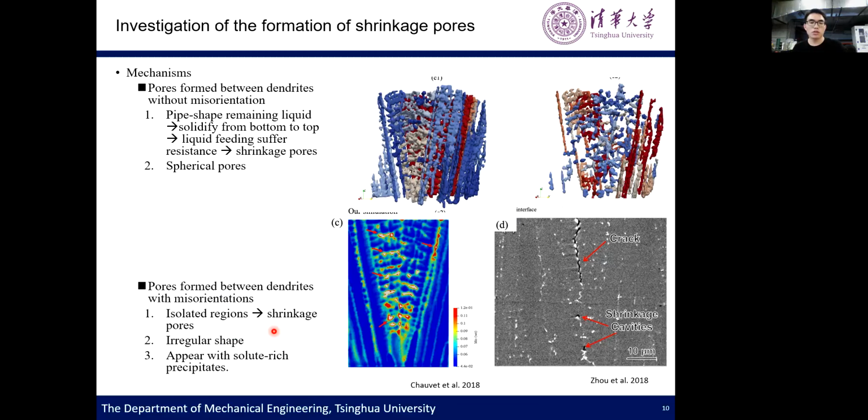And because the isolated regions usually solidify last, they have a higher solute concentration. So solute-rich precipitates form there. So these shrinkage cage pores usually appear with solute-rich precipitates, just like this experiment result shows. The white one is a precipitate, and the black one is the shrinkage cage porosity.